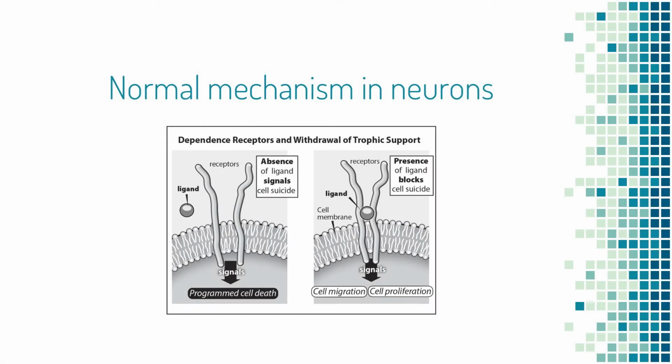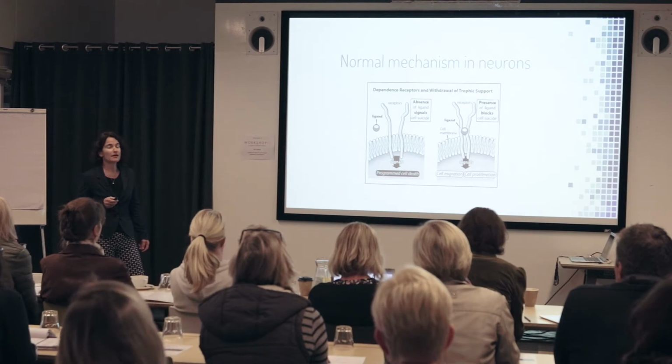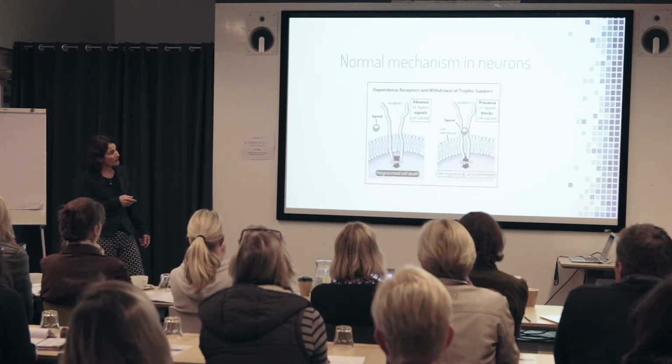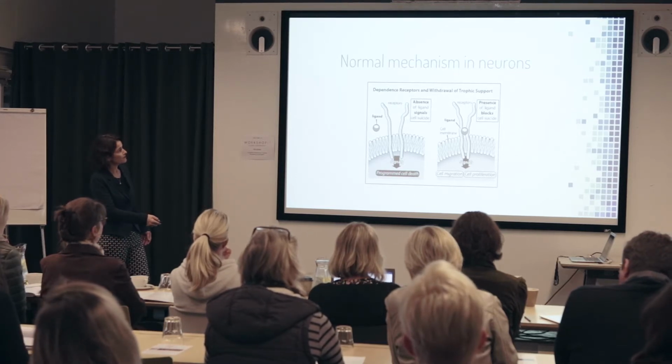So the normal mechanism in neurons, we've got dependence receptors. These dependence receptors stick out of the cell membranes of these neurons. Now you can see these dependence receptors are very dependent on ligands, which are neurotrophic ligands, which if we have the ligand, it binds and the signal goes through and we have cell migration and cell proliferation. However, if there's an absence or even just a very low amount of that ligand, the ligand doesn't bind to the receptor, and we get programmed cell death or apoptosis, which is what happens.